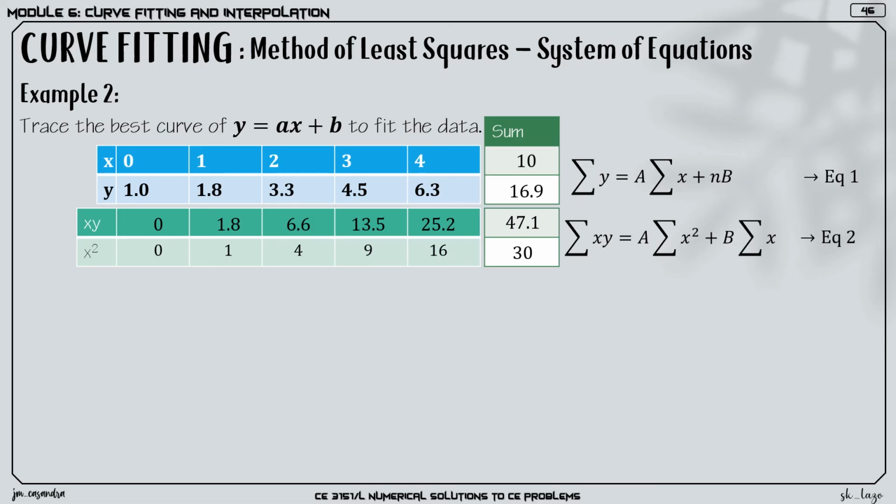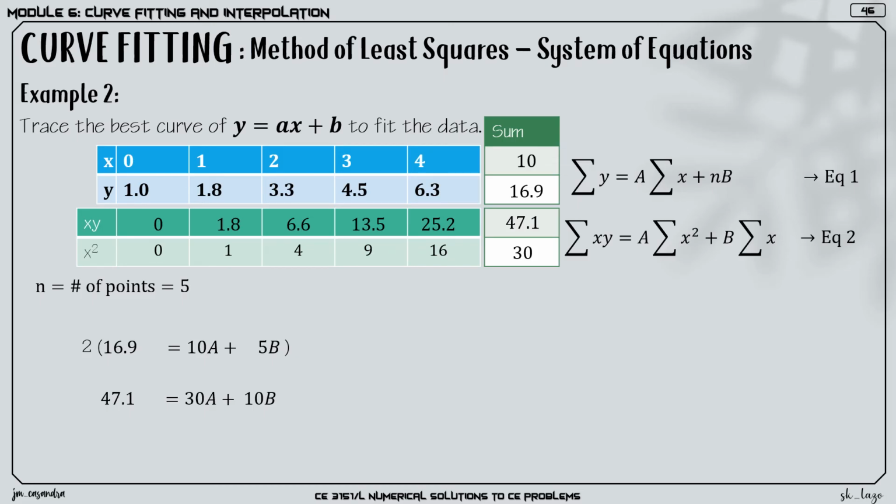So given the values of the sum and a total number of data points, which is equal to 5, we can now substitute this in equations 1 and 2, in which we are going to arrive at 16.9 equal to 10a plus 5b, and 47.1 equal to 30a plus 10b. So in this case, we can now solve for our coefficients a and b by substitution or elimination. In this case, we are going to use elimination by subtraction.